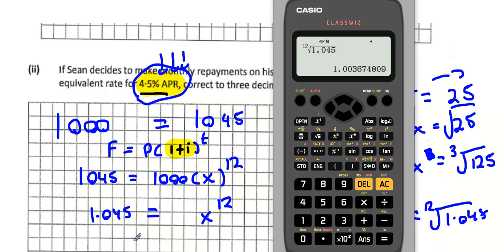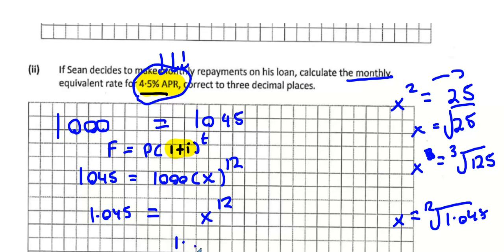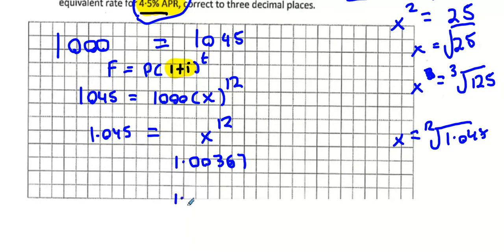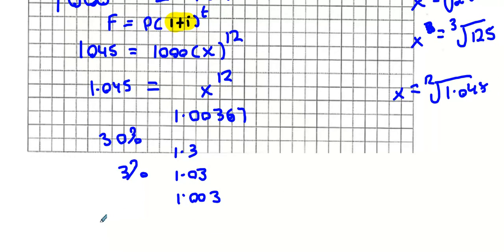1.0036. So this number here is 1.00367. Now get this. Ready for this? 1.3 would be 30%. 1.03 would be 3%. 1.003 would be what? 0.3%. 0.367%.